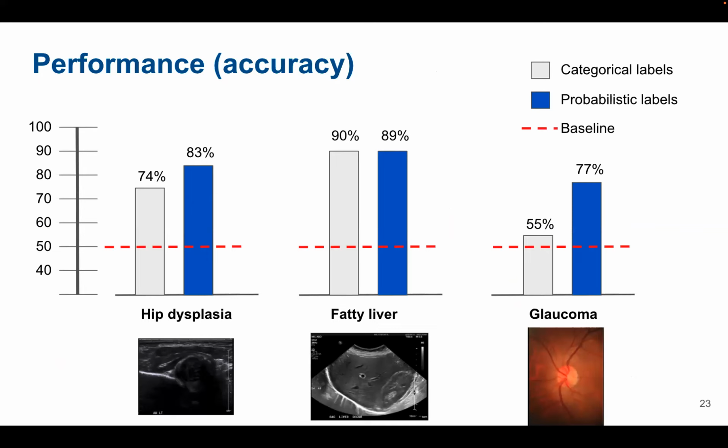In the case of fatty liver, it says 90 and 89. It looks like we lost, but it's just rounding error. It's basically the same, they are tied. And in the case of glaucoma, we went from something that is basically garbage, 55%, to 77%. So just by incorporating this extra knowledge, even in this small data set that contains just a few hundred images, we were able to boost the quality of the predictions.